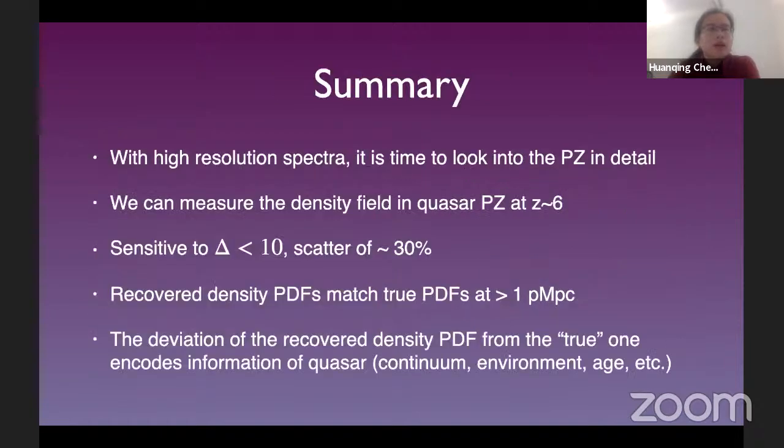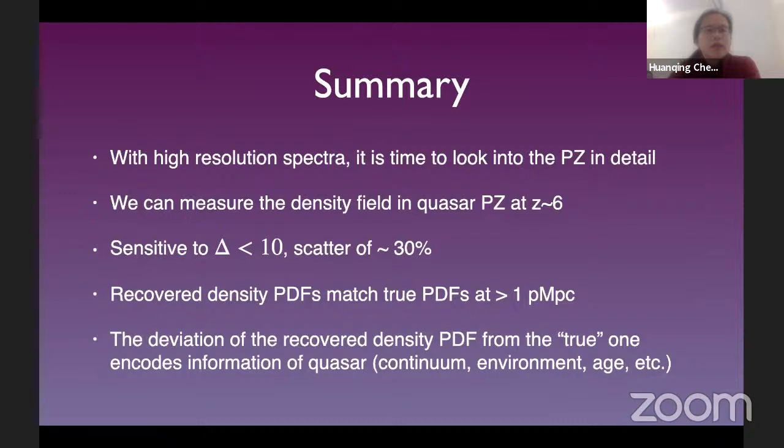And in summary, hopefully I have persuaded you that with the high resolution spectra we can now obtain, it is time to look into the proximity zone in detail. With the method I just described, we can measure the density field in the proximity zone at redshift 6. This method is sensitive to density fluctuation around the mean with moderate scatter. And the recovered density PDF agrees very well with the true PDF at a distance larger than one physical Mpc.